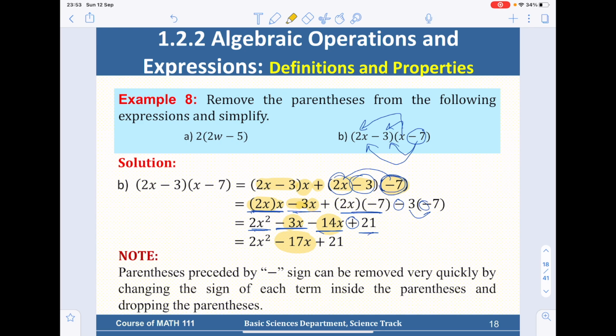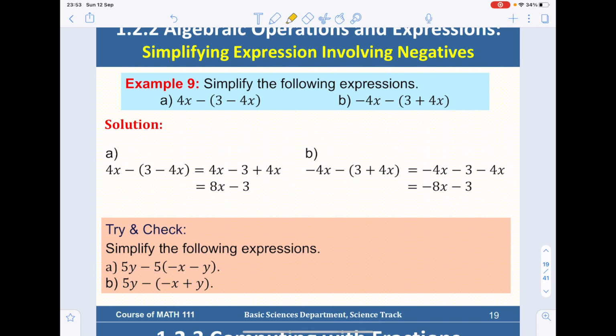Okay? Simplify the following expression. I have 4x, then minus this parentheses. And in this case, I have to distribute the negative. So if the negative is outside of the parentheses, I just delete the parentheses and turn the sign of the numbers. If the number is positive, I put it negative. If it's negative, I put it positive.